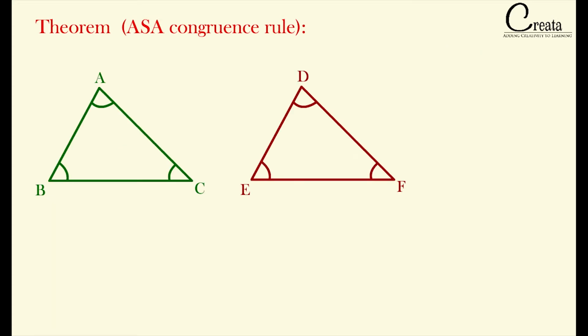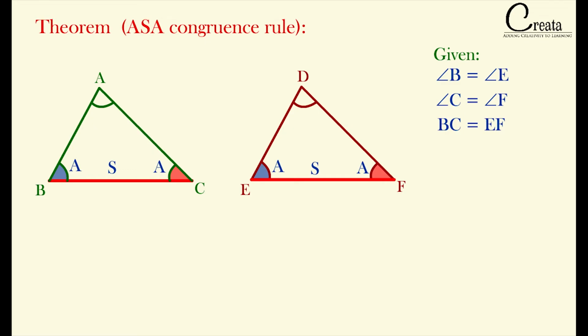Let's take two triangles ABC and DEF, in which angle B is equal to angle E, angle C is equal to angle F, and BC is equal to EF. That is, two angles and the included sides are equal for both the triangles. We need to prove that triangle ABC is congruent to triangle DEF.